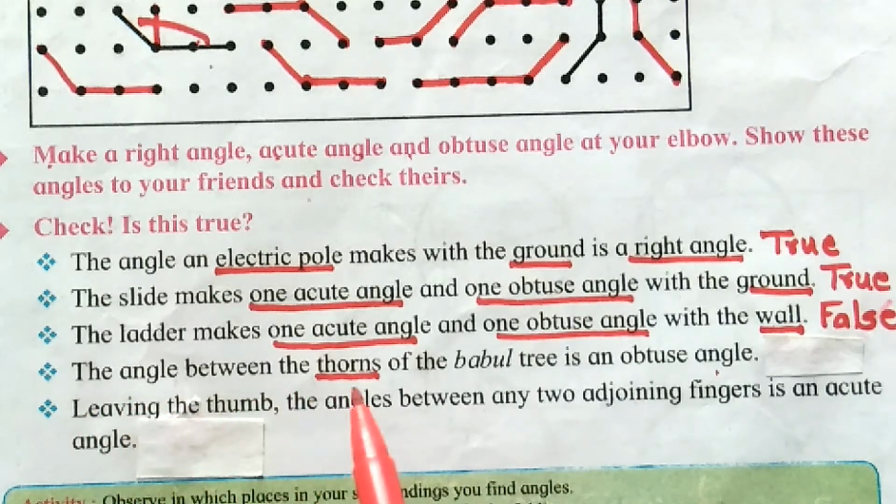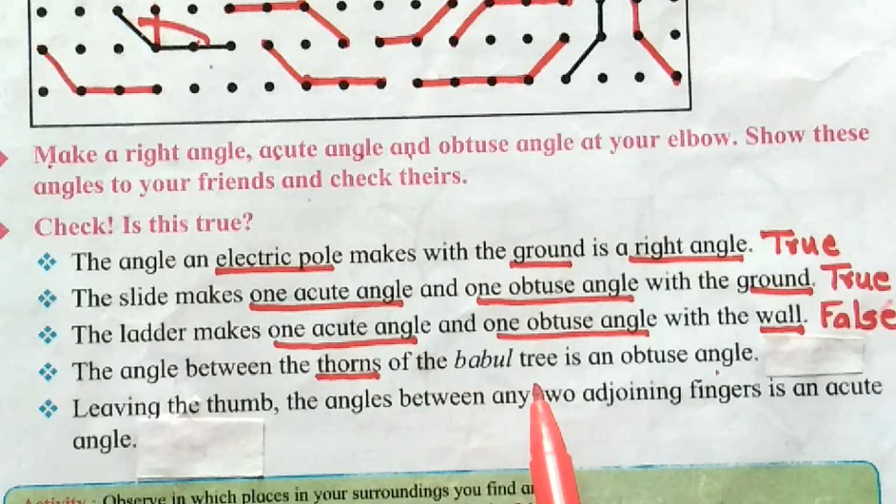The angle between the thorns. Thorns means kante of the bubble tree is an obtuse angle.